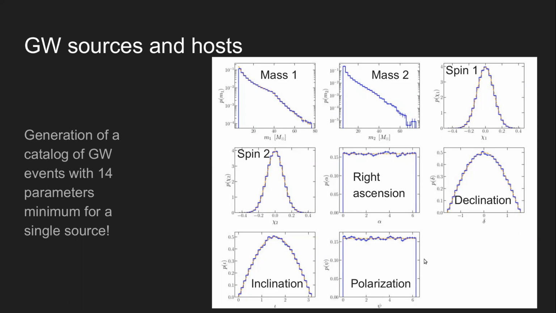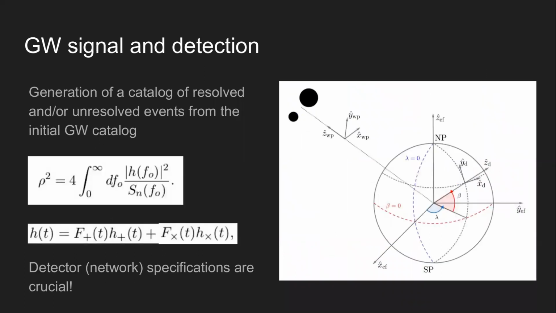Once you have these 14 numbers for, I don't know, your 10,000 gravitational wave events, you can try to understand which of them are going to be detected by your detector network on Earth and which one will not. So detected events are going to end up in the analysis I showed you before, while the unresolved ones are going to end up in a similar analysis where instead of resolved events, you have the stochastic gravitational wave background.